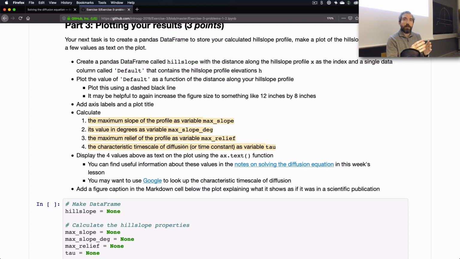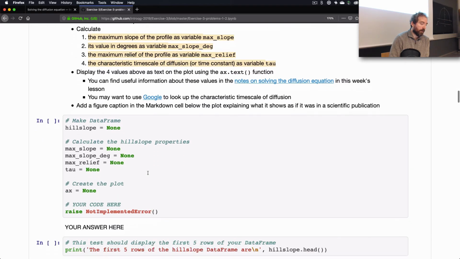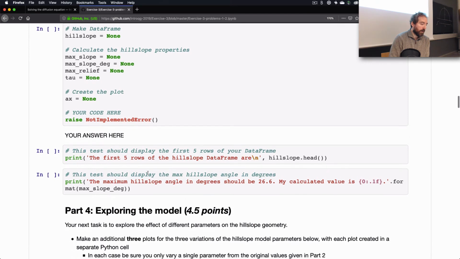So if we change the diffusivity, how long does it take to respond and come back to a new steady state landscape? And you'll see that this tau term will depend on things like how big the landscape is and how quickly it can respond based on the diffusivity. So you'll put those things as text on your plot, and then you'll add a figure caption, and that should be that.